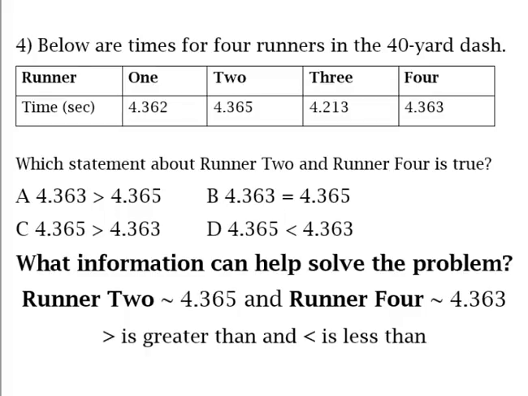What information can help us solve the problem? We know that runner 2's time is 4.365 and runner 4's time is 4.363. Also, we need to know what the greater than sign looks like and what the less than sign looks like. And remember, the greater than sign, the alligator's mouth is always open to the larger number.